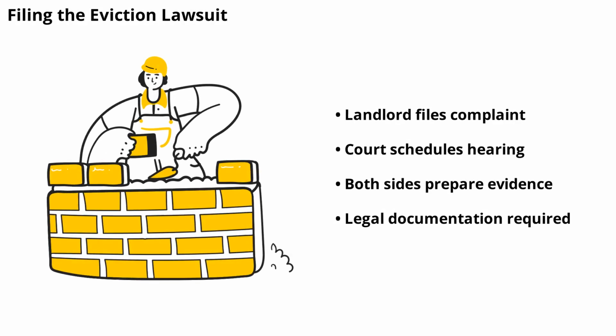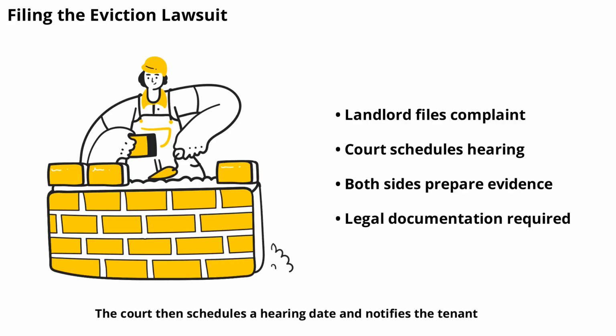To officially start the court process, the landlord files a complaint with the local court. This document details the reasons for eviction and includes supporting evidence, such as the lease agreement and copies of the notice served. The court then schedules a hearing date and notifies the tenant. Both parties should prepare their cases, as the outcome will depend on the evidence and arguments presented in court. This step marks the transition from a private dispute to a public legal matter.